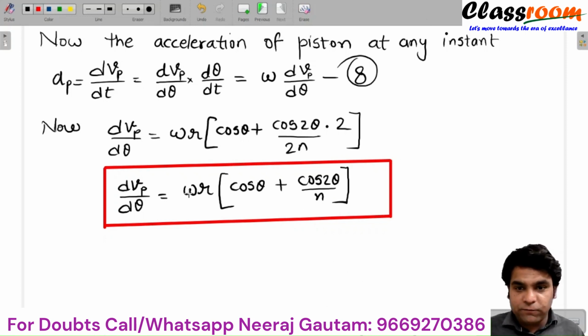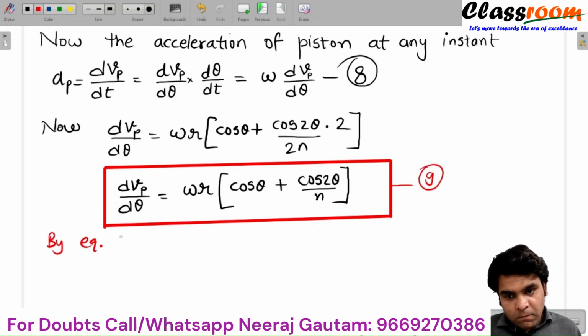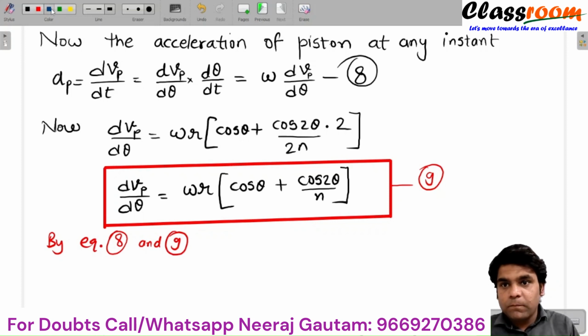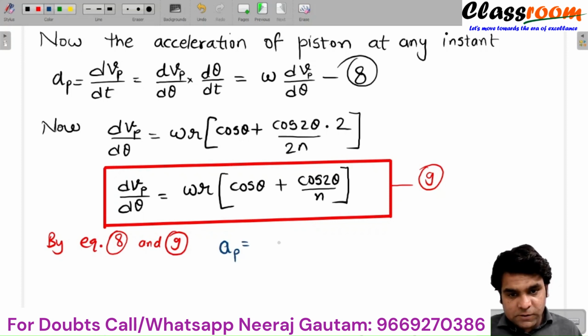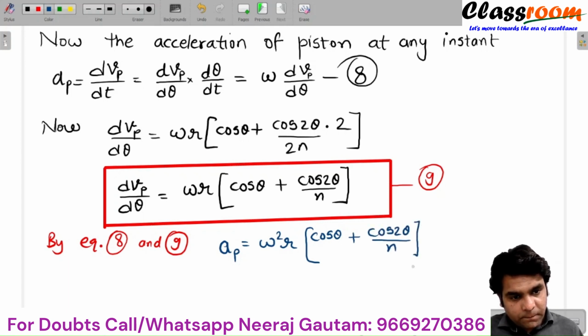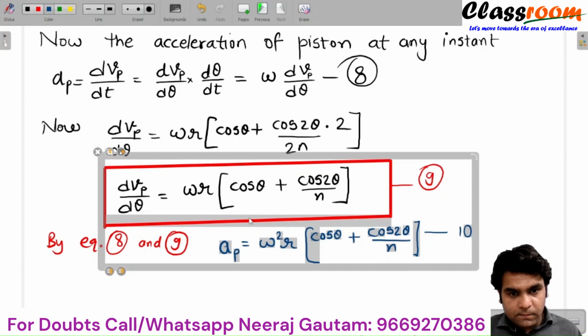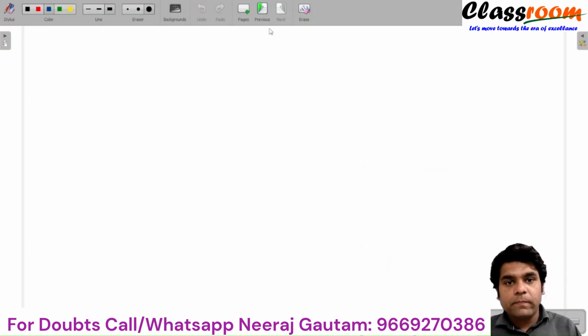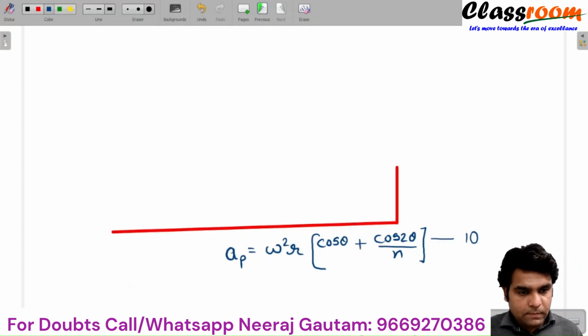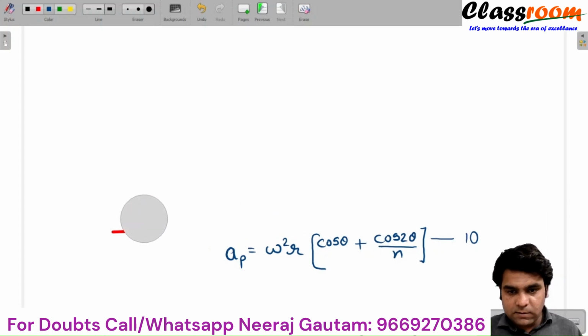Now if I substitute the value of dvp by d theta in equation 8, by equations 8 and 9, the acceleration of the piston is equal to omega square r times cos of theta plus cos of 2 theta by n. This is equation number 10, which is the required solution. So this is the acceleration equation.